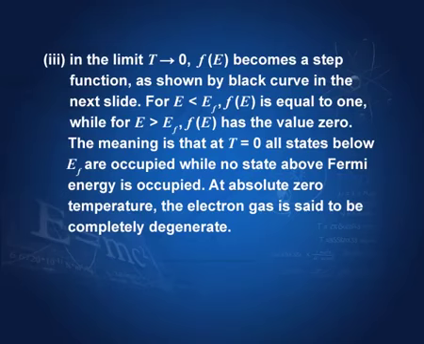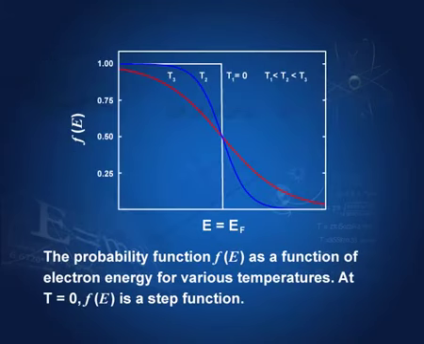And in the limit T equal to 0, this is very interesting. In the limit T equal to 0, this is a step function. I will show you the function first. We have this step function. This is F e, this is E, and this is the Fermi energy. And you see the step function is like this, that all these states are occupied at T equal to 0 and no state beyond that.